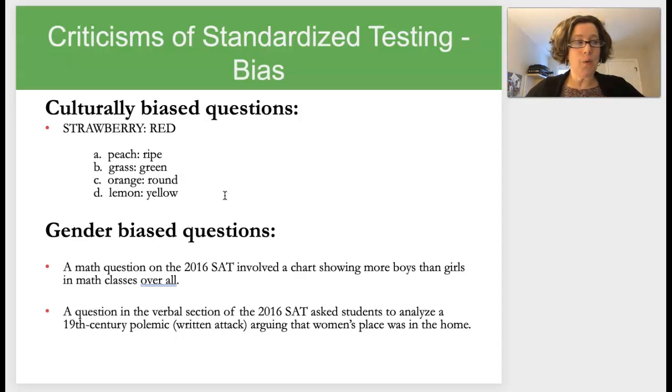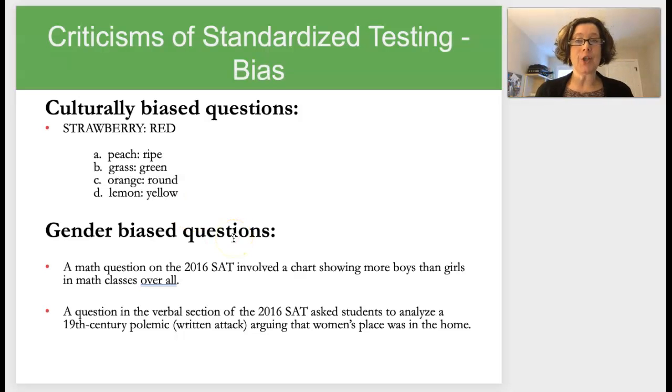And so what they found was when this particular question was on an SAT exam, the Hispanic students got this wrong. Not because they didn't understand the correlation between fruit and color, but because culturally lemons are not yellow. In their culture, lemons are green. Okay, interesting.